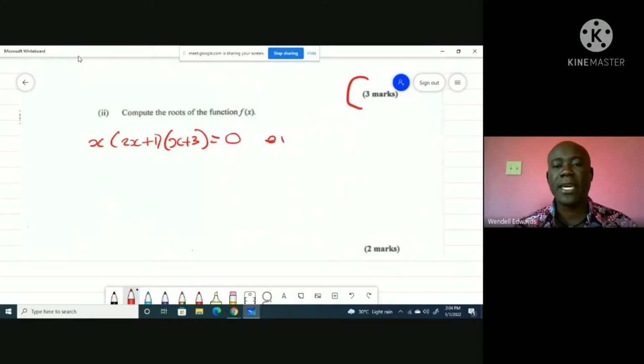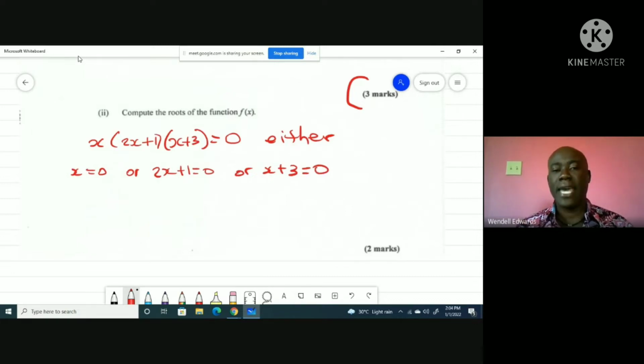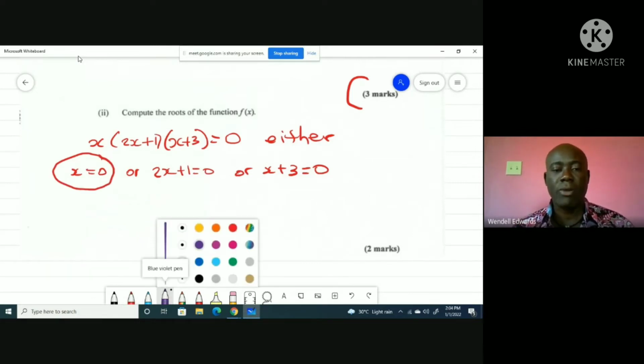And if this is the case, we can say, guess what? Either x is equal to 0 or 2x plus 1 is equal to 0 or x plus 3 is equal to 0. So in this case, any one of these would be the possibility or the possible reasons why everything multiplied to 0. This one, though, is finished. X is 0. We're going to solve these. Let me change my pen ink quickly.